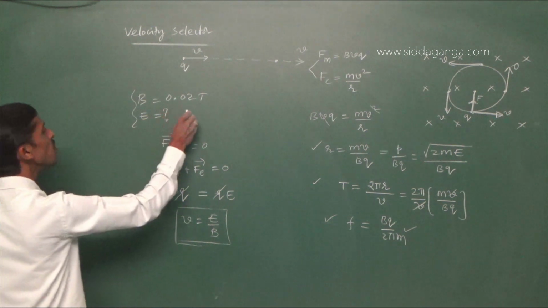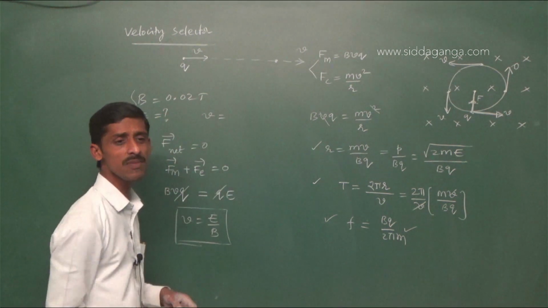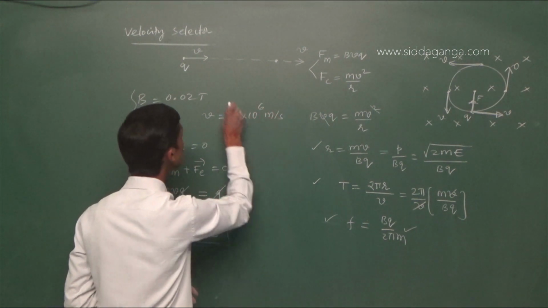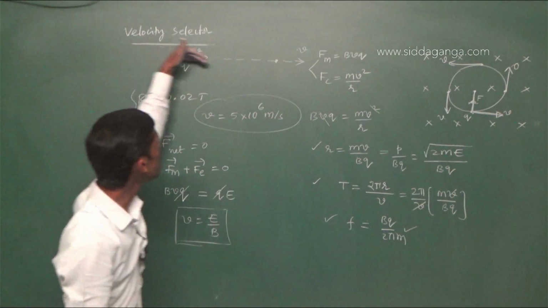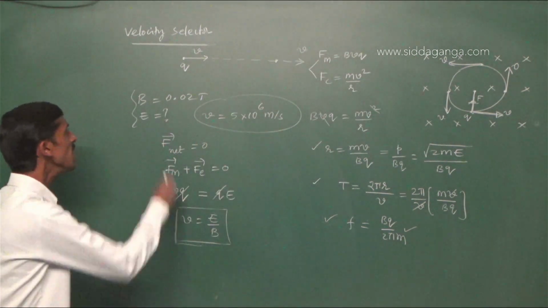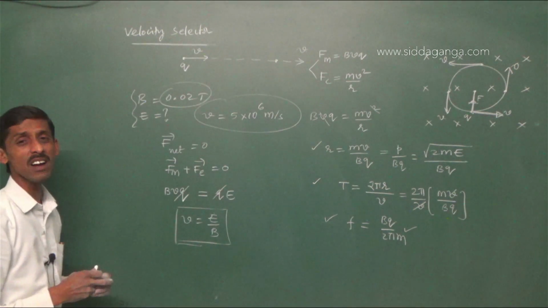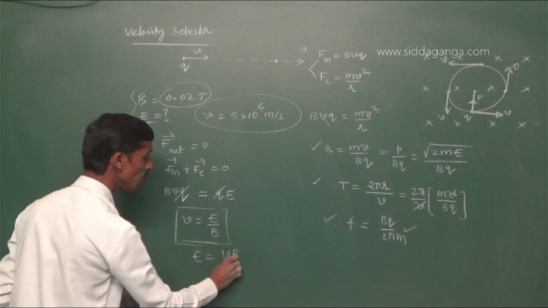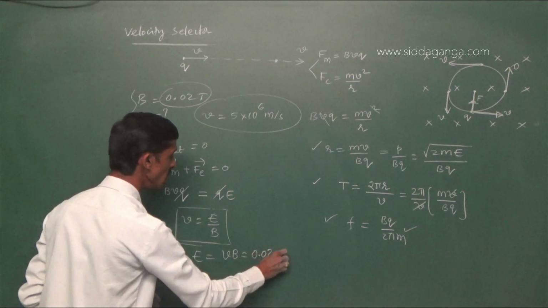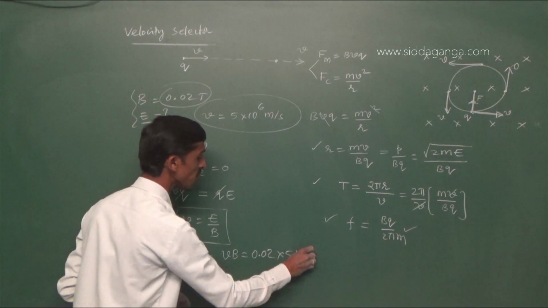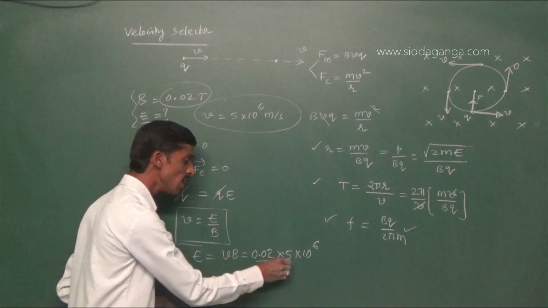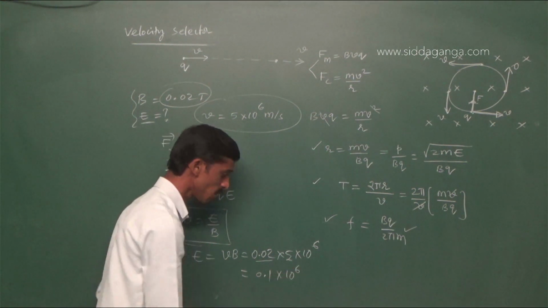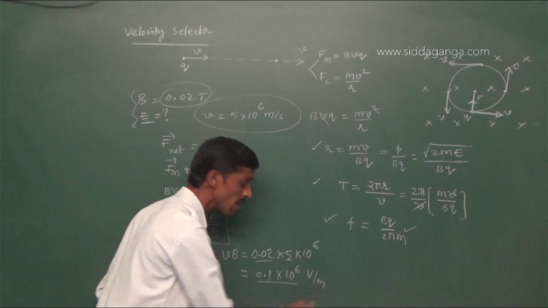So what is the speed of the cathode rays? 5 into 10 to the power of 6 meter per second. For cathode rays with this speed to go in the same line without deviation, how much electric field must be applied for a 0.02 Tesla magnetic field? So E is equal to v into B. So 0.02 into 5 into 10 to the power of 6. 0.02 into 5 is 0.1. 0.1 into 10 to the power of 6. This is the electric field, volt per meter.